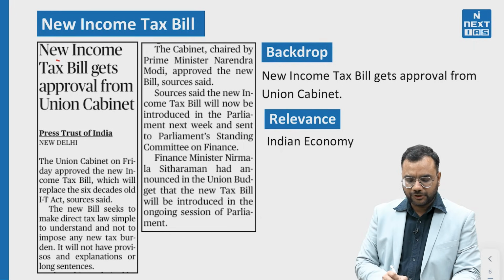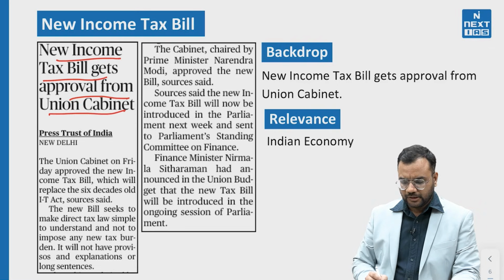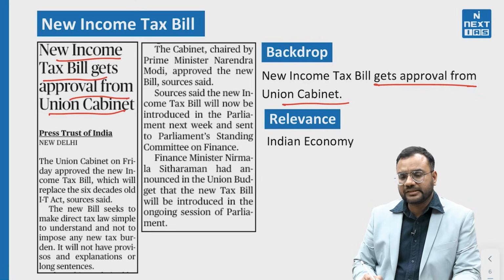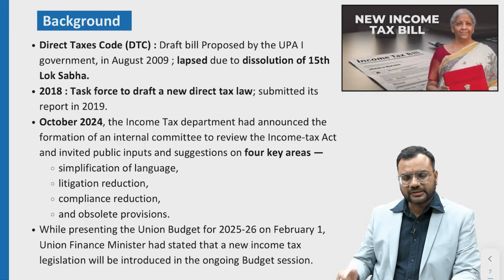Now we will discuss another article which has come in today's newspaper in the explained section for prelims purpose. The article is about the new income tax bill getting approval from the Union Cabinet. The backdrop of this article is that the new income tax bill has got approval from the Union Cabinet, and its relevance is in the paper of Indian economy. Now let us see what is the background of this article.